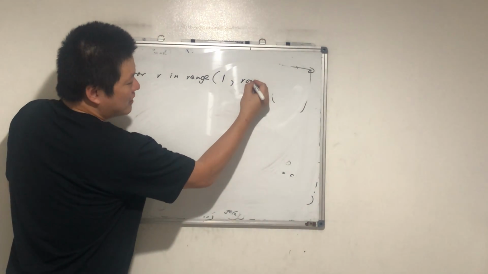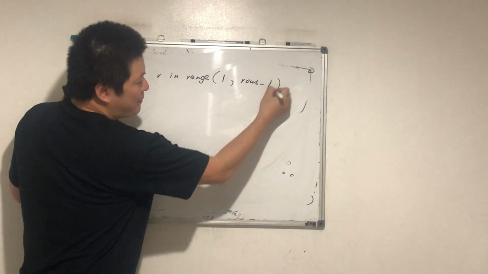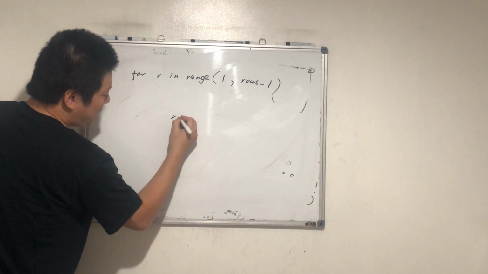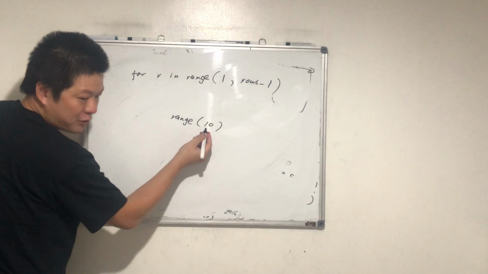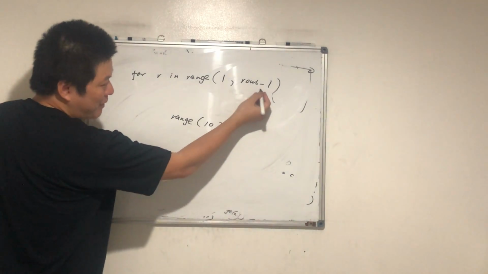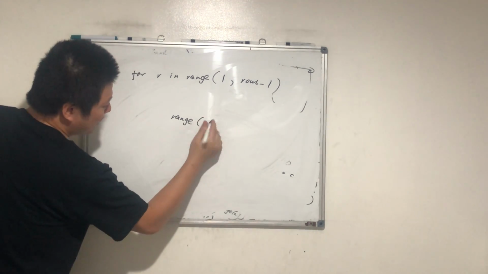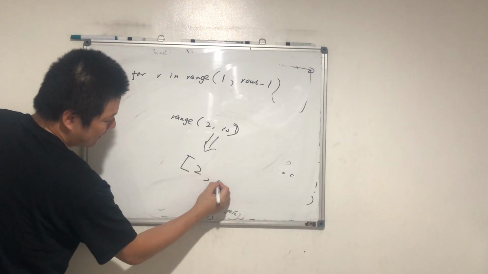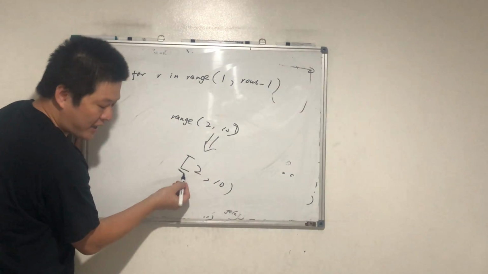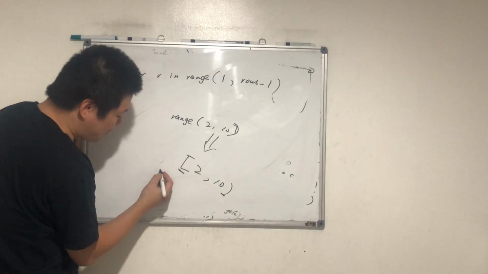Rows minus 1, because remember, range 2, 10 goes up to 10, not including 10, right? So I need to minus 1 only. If I write range 2, 10, this is the same as 2 to 10 with a square bracket, inclusive. Parentheses are exclusive. Do you know inclusive and exclusive?